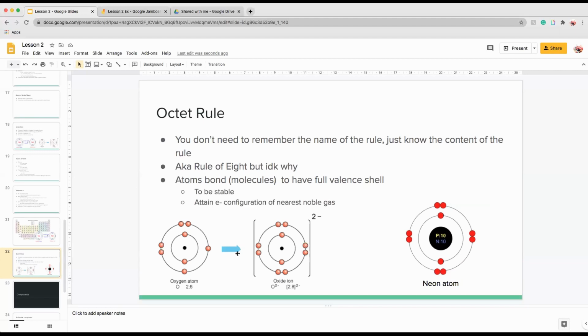Atoms bond. The reason atoms bond, if you remember, is that atoms want to have a full valence shell. But to gain and lose electrons, they can't just have free floating electrons in the air. The only way they can gain electrons is by taking them from another atom. Some atoms want to lose electrons and some want to gain electrons. If the atom that wants to gain and the one that wants to lose bond together, they create a molecule where both of them are happy because they got their full valence shell.